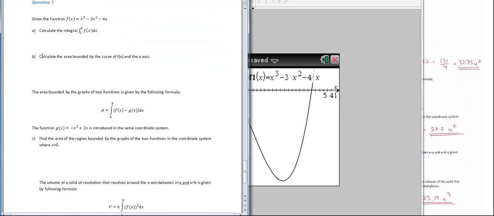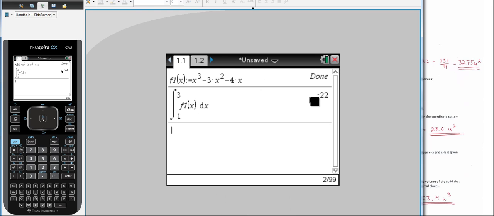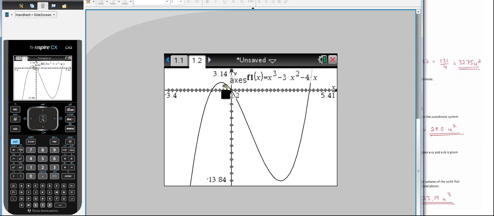In B, they asked us to calculate the area bounded by the curve of f of x and the x-axis. Okay, so the total area would be this area here and also this area, but we need the limits, because if we do the calculation in one step just like we did here, we get minus 22. And that's not the area, because this area is going to be positive, and this is going to be negative. So we have to do it in two steps. First this part, and then add it to this part. So let's find out what the limits are.